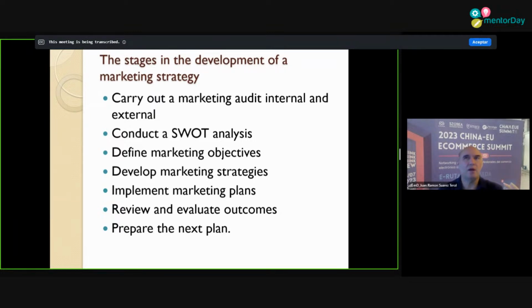As you can see, when we start talking about SWOT analysis, a lot of information comes to your mind, and you start to think about in which areas you are good, in which areas you are not so good, which opportunities come from outside, with threats, etc. So in this situation, we have conducted a very small SWOT analysis. The next thing is defining marketing objectives, as we saw before, then developing marketing strategies, implementing marketing plans, reviewing and evaluating outcomes, and preparing the next plan. Okay, that is what we saw in the graphic, just putting it in words now.